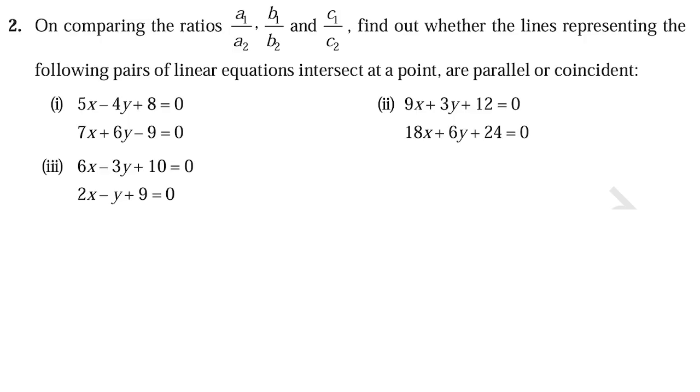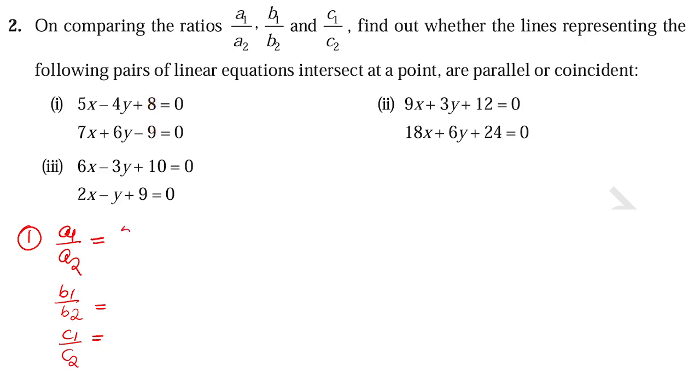Please listen, all of you please listen. On comparing the ratios, find out whether the lines intersect at a point, parallel or coincident. I will explain. I am going to answer the first question. You have to find the three ratios. We studied in the previous class. It is necessary. A1 by A2 will be the first ratio. B1 by B2 will be the second ratio. C1 by C2 will be the third ratio.